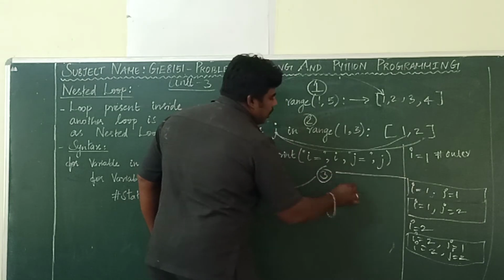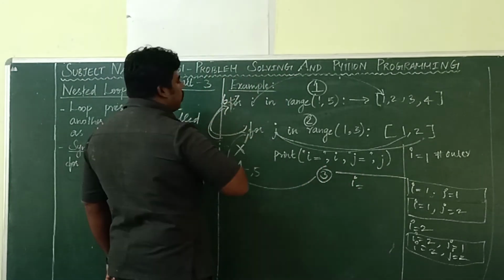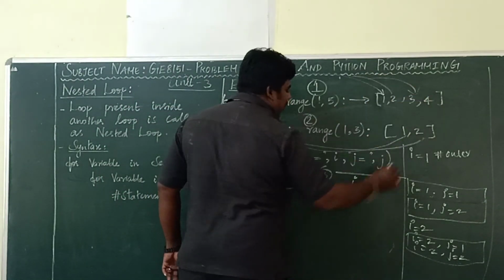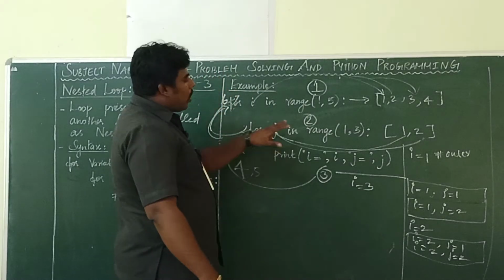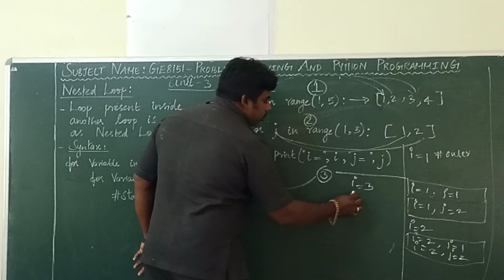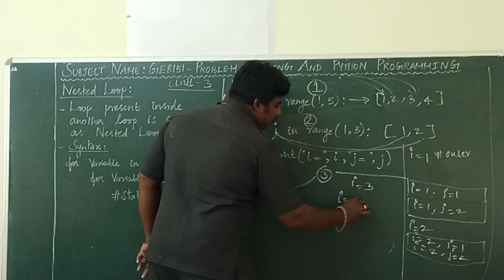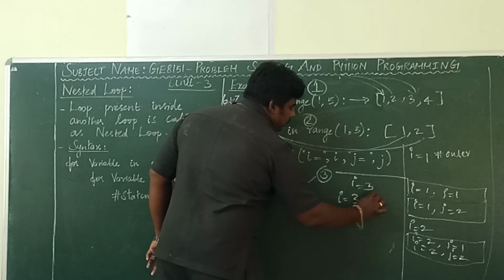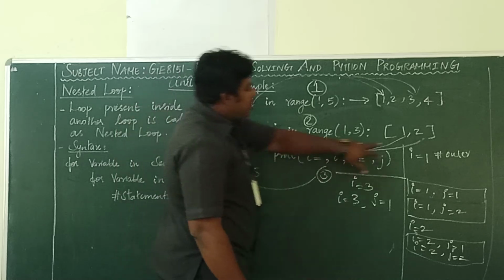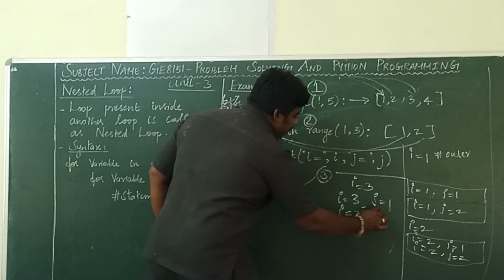After completing this, again it will go to the outer loop. Now what's the I value? 2 is over, right? Now the I value is 3. So again the innermost, j equal to now 1. So print I equal to 3, j equal to 1. Again j equal to 2. So this statement, I equal to 3 comma j equal to 2.